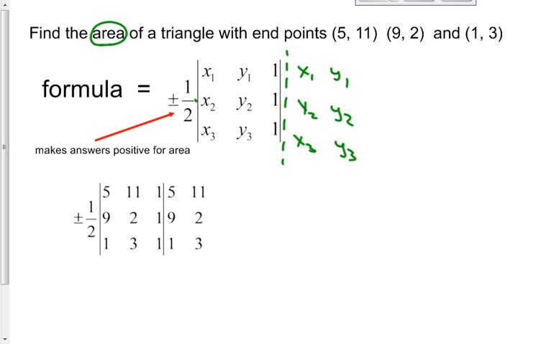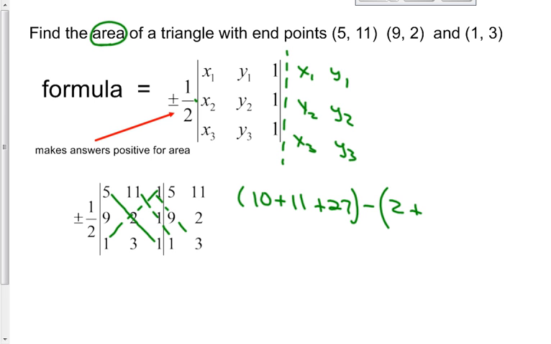We've got our 5, 11, 1, 9, 2, 1, 1, 3, 1. Repeat the first 2 columns, and then we can start going down the columns. 5 times 2 times 1, there's 10, plus 11 times 1 times 1, 11, plus 1 times 9 times 3, there's 27, minus. Now we'll go up our diagonals, 1 times 2 times 1, plus 3 times 1 times 5, there's 15, plus 1 times 9 times 11, 99.